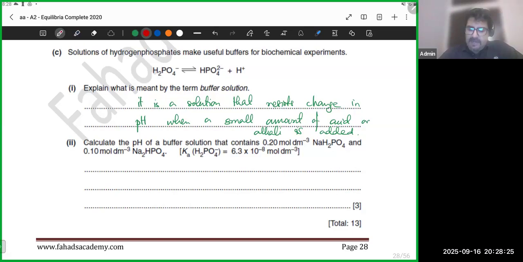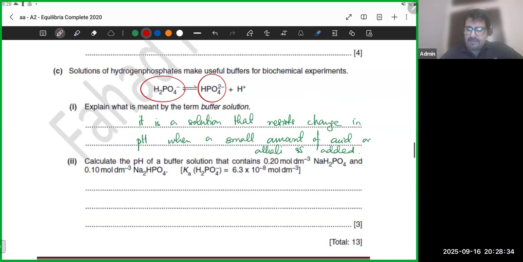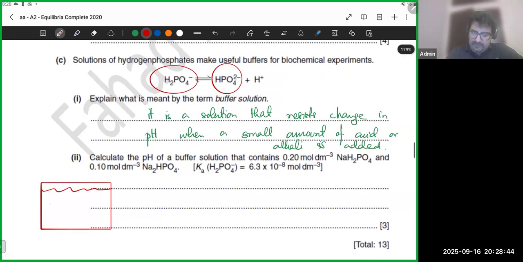And how is a buffer formed? A buffer is formed when you have a weak acid and you also have its conjugate base. So basically, let's say you've got a container. The buffer solution is going to have the weak acid, H2PO4- ions.